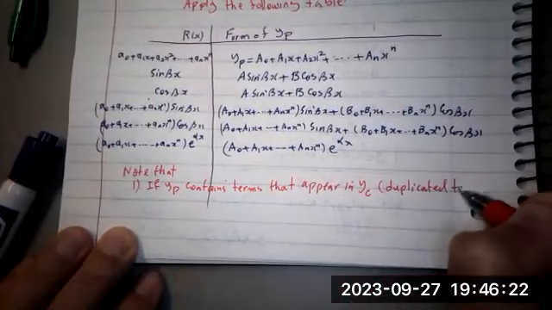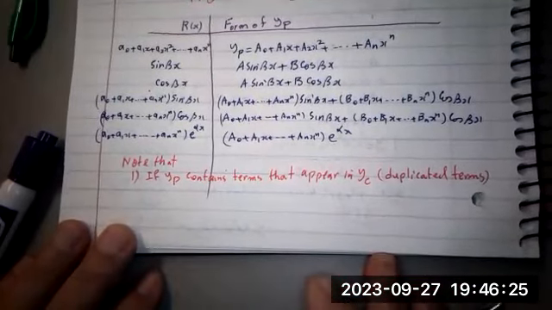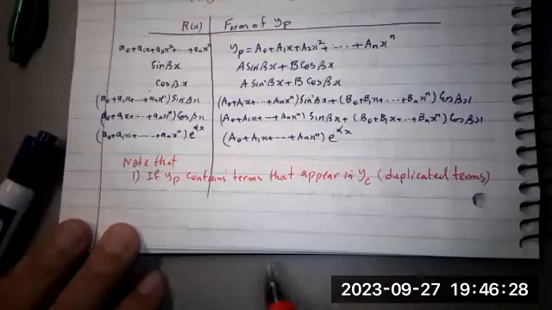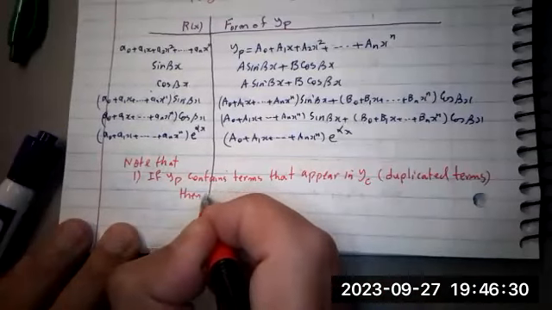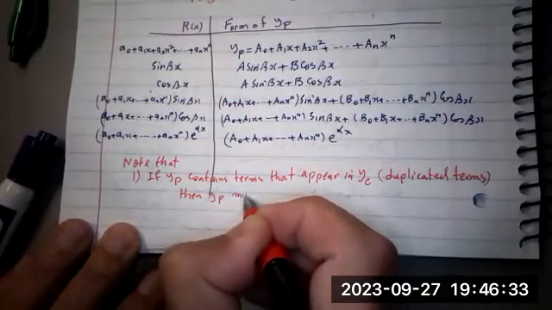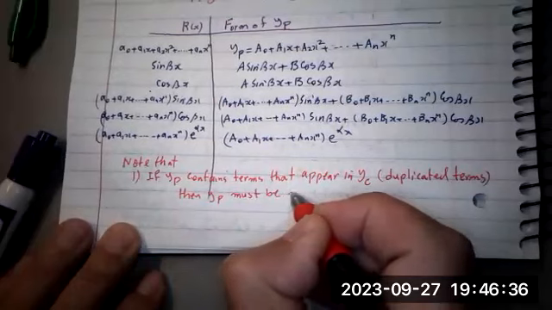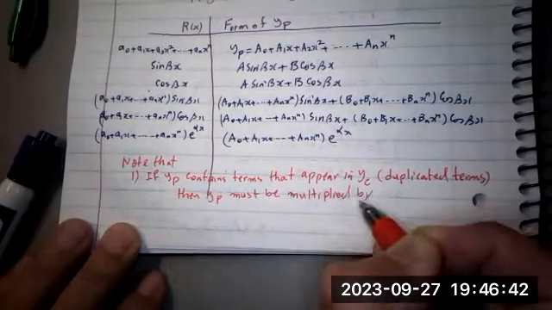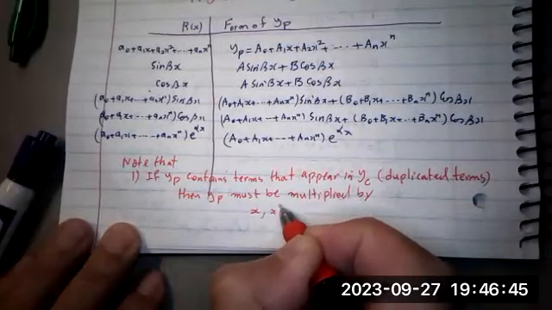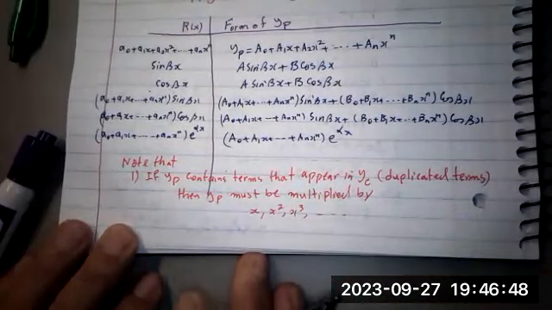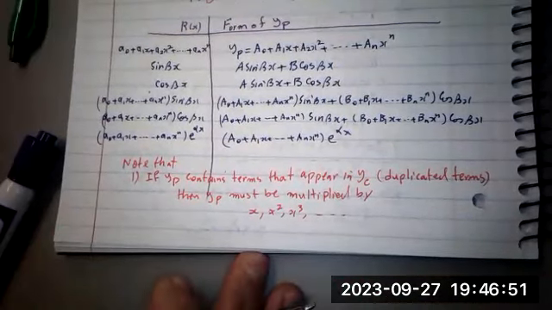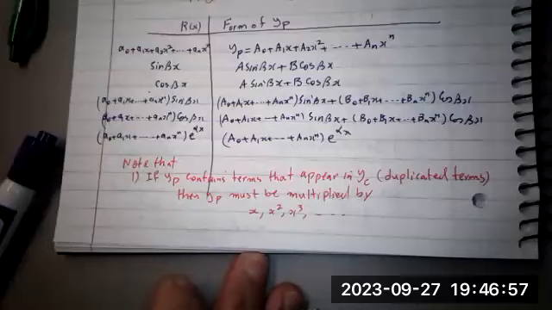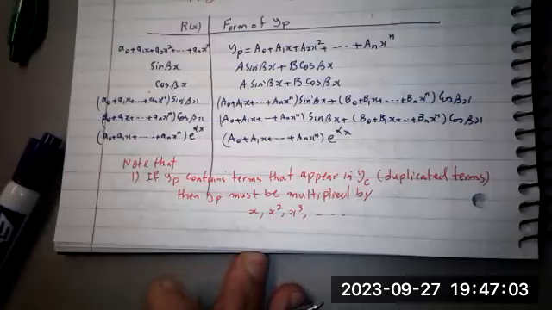Duplicated terms. If they have the common term, the same term, then you have to raise. Then yp must be multiplied by a proper power of x. You may need x squared, you may need x cubed, etc. So you may multiply by x, and if you are still not able to remove the repetition or duplication, you raise the power. I'm going to do it in a minute, you will see it. That's going to be one.